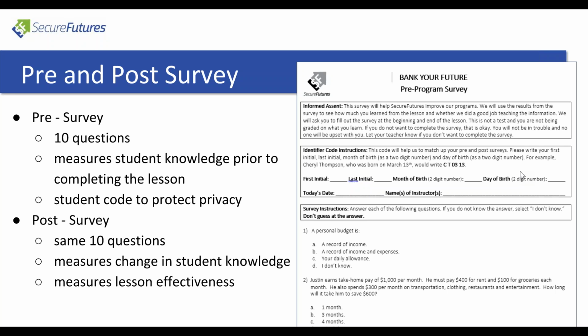You'll see that we have an identifier code that we want the students to detail on both the pre and the post survey. We don't have them put their name for privacy purposes, so just make sure that you're familiar with that. And at the end of the lesson, we have you deliver the post survey, which is the same 10 questions. Again, we want to see how the students grow their knowledge over the course of the lesson, from the beginning to the end.